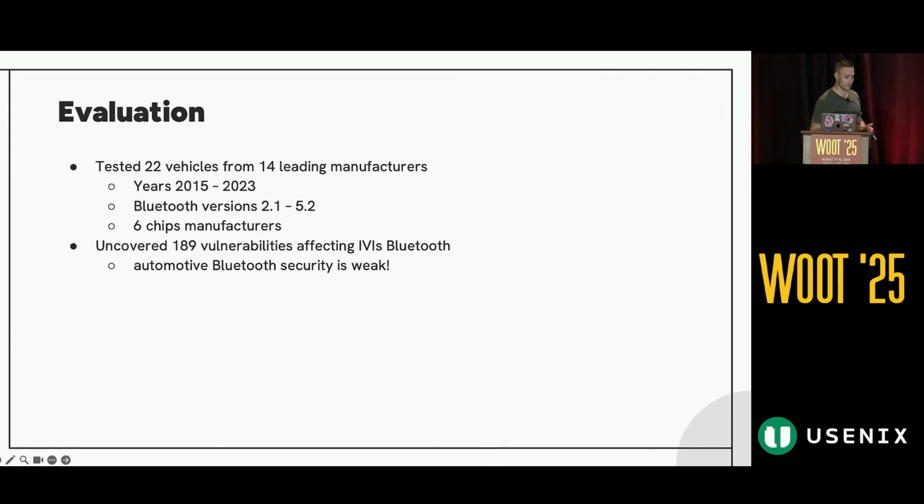So we evaluated a total of 22 vehicles from 14 manufacturers. The vehicles spanned from year 2015 to 2023 with many Bluetooth versions and different chip manufacturers. In total, we found the cars to be vulnerable to 189 vulnerabilities. And this kind of proved our initial thought, of course, that the automotive security posture for Bluetooth is weak.